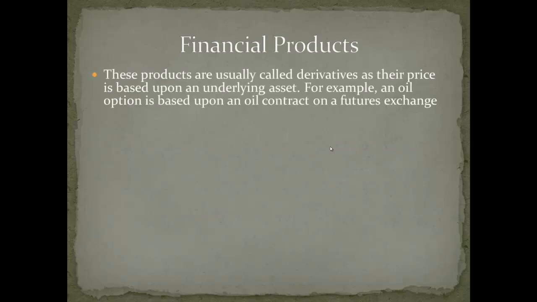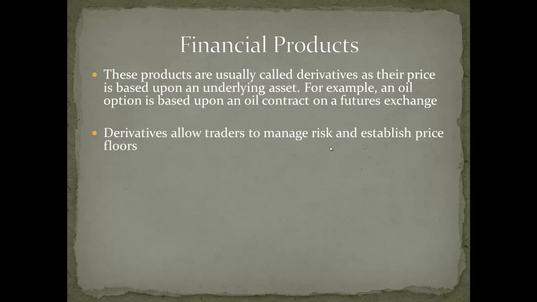So we usually call these financial products derivatives, and that's owing to the fact that a derivative means it's based upon something, it's derived from something. So a financial derivative is basically a product that is derived from an underlying asset. So for example, an oil option is based upon an oil contract on a futures exchange. So you can either buy oil directly off a futures exchange, or you can purchase options that allow you to do something else. Derivatives allow traders, in a nutshell, to manage their risk and also to establish price floors.